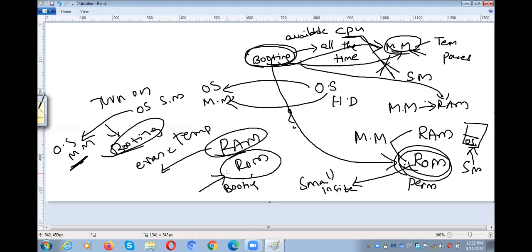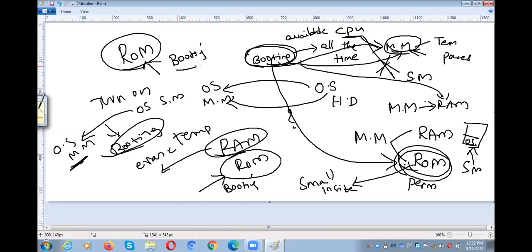Okay, why is it called read only memory? We cannot write, we cannot change the instructions of the booting program.